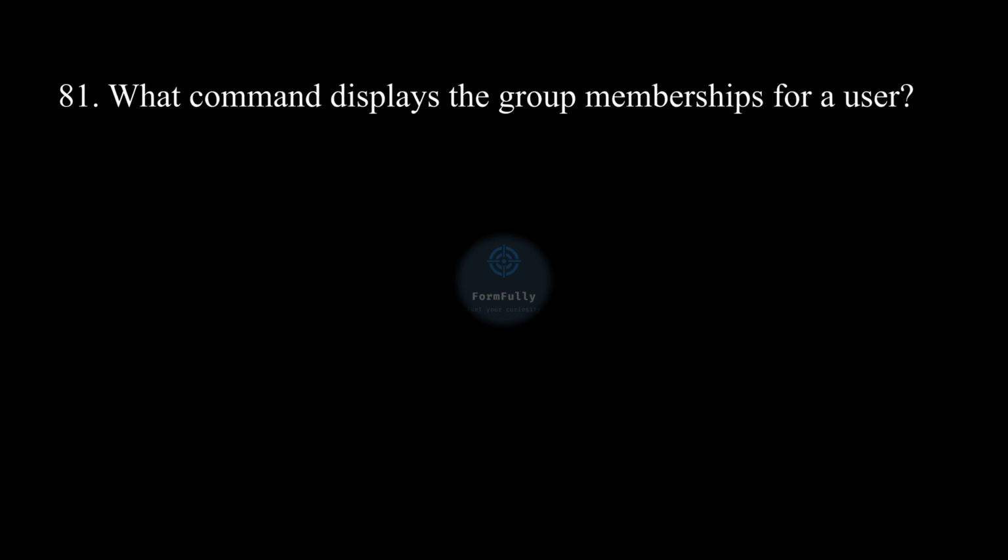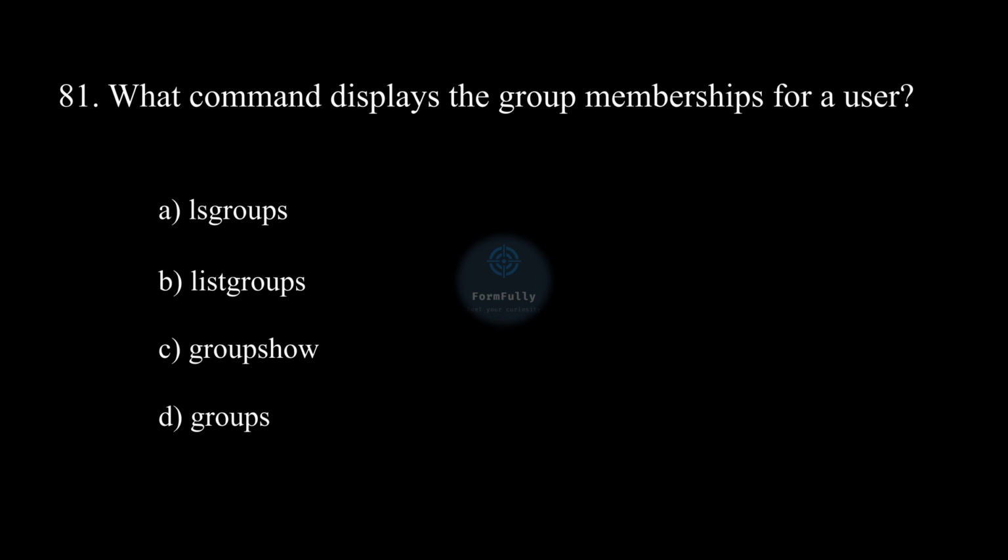What command displays the group membership for a user? Options are ls groups, list groups, group show, groups. So correct option is D, groups. This command, when executed without any arguments, will display the groups a user is a member of. So correct option is D.